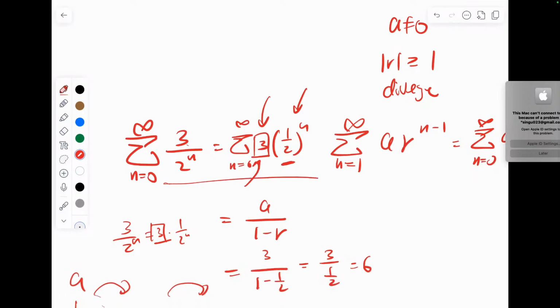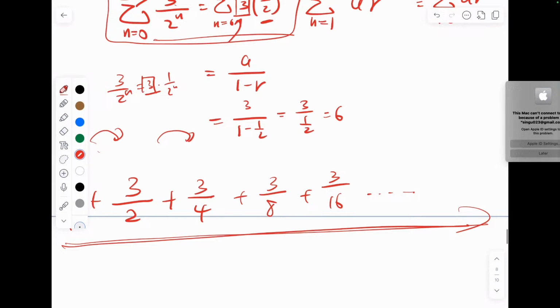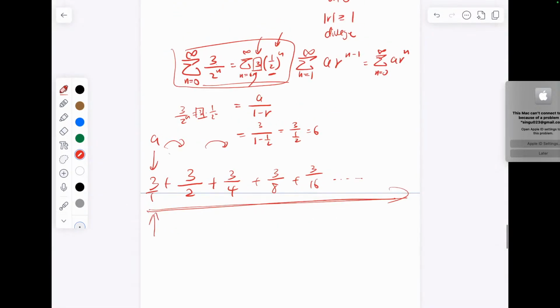This will give you the same result as this, right? It doesn't matter what I plug in, it's going to give me the same result. You can also do it from here. You can see, okay, what is my first term? And what is my ratio? You can do it there too. You tell what's A and what is R.